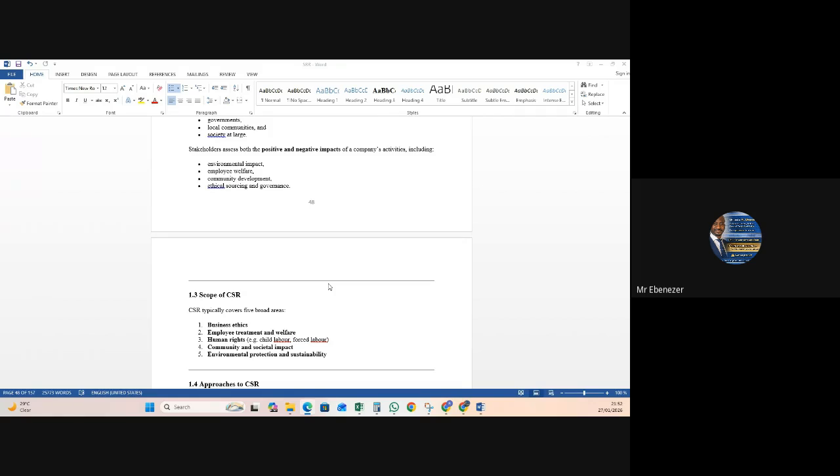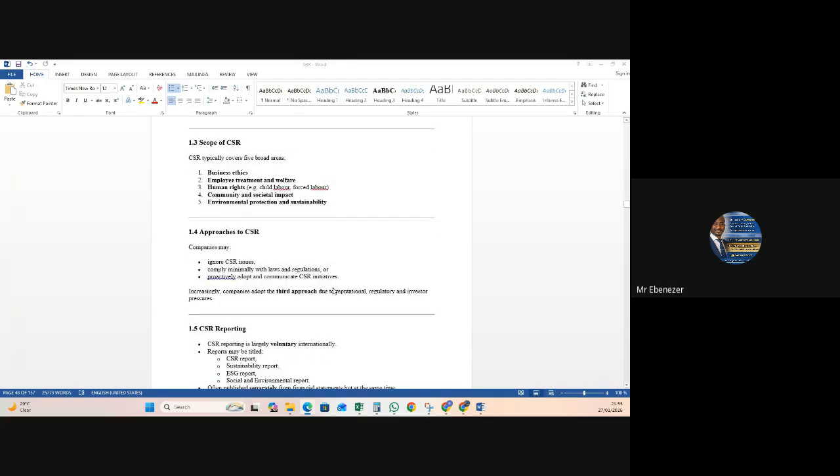So in case you don't know, you remember employee benefits from your PSAF. And what again? Do you remember employee benefits? Anyone? Yes. Okay. So that's it. Now, then also human rights. Child labor. Do you have child labor? Do you have forced labor? Right? Then also it covers the area of community and societal impact, as well as environmental protection and sustainability. Okay. So that's it.